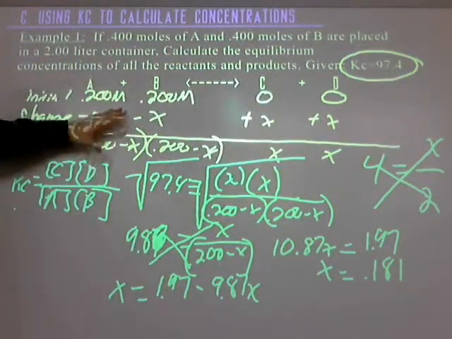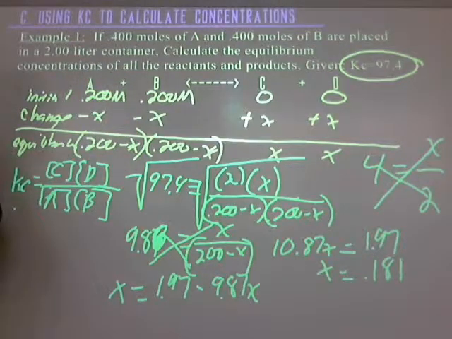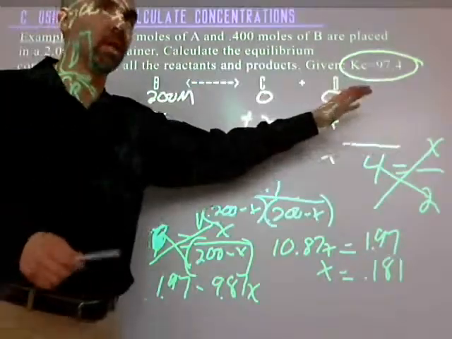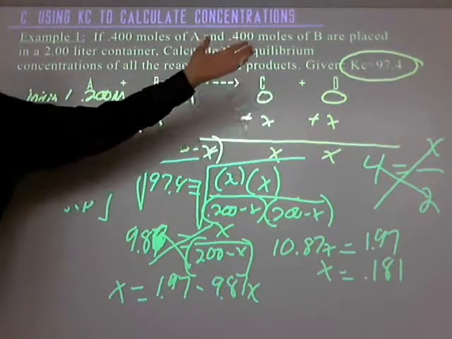This guy's going to go down because I put A and B into the container. Which way does it have to go? If I put A and B in the container, I have no C and D, and I wait over time, this guy has to decrease and that guy has to increase, okay?